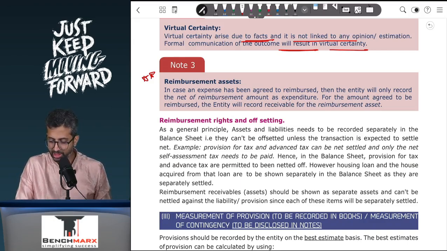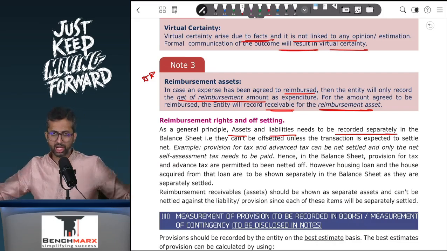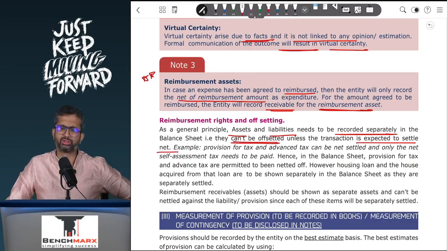In case an expense has been agreed to be reimbursed, then the entity will only record the net of the reimbursement amount as expenditure. In our example, we recorded only 40, and for the amount agreed to be reimbursed, the entity will record a receivable for the reimbursement. As a general principle, assets and liabilities need to be recorded separately. That is, I cannot net off the receivable 60 with the payable of 100. I'll have to show them separately. That is, they cannot be offset unless a transaction is expected to settle net. What do you mean by a transaction expected to settle net?